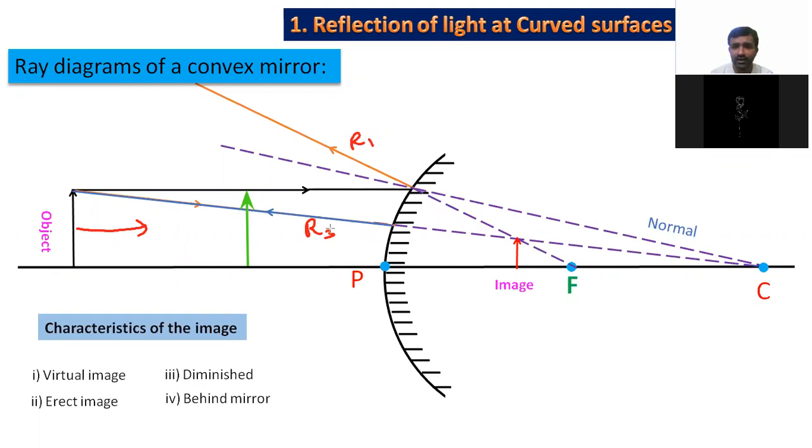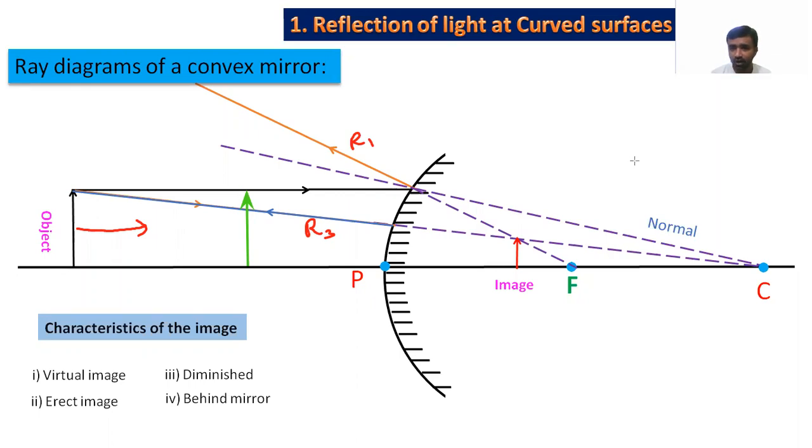Just respond. Here the object position is changed, right? From the previous position to the mirror side. Then what happens? The characteristics of the image, I am asking. Do they remain the same or change? So let us check here. Let me check how it changes.